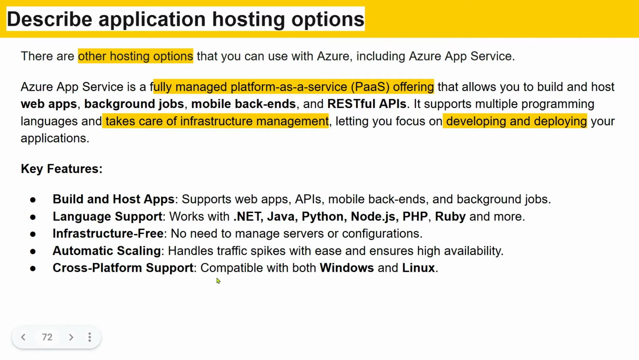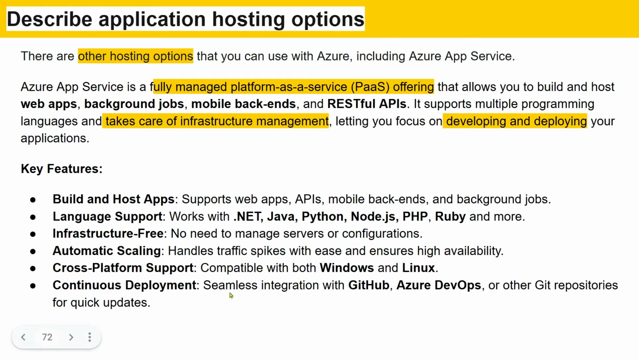Cross-platform support, compatible with both Windows and Linux. Seamless integration with GitHub and Azure DevOps. Let's say your code is in these repositories. You can sync that code from your code repository, so you can go with continuous integration and continuous deployment, CI/CD. So this is another thing that we are learning, Azure App Service.